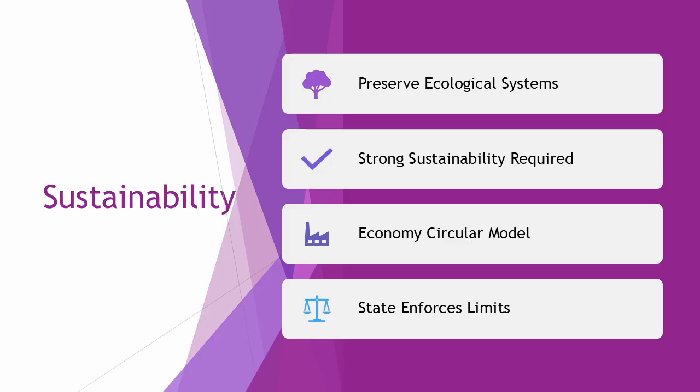The implications for sustainability are that the state must enforce ecological limits, society must adopt sustainable lifestyles, and the economy must shift to circular production. Based on the idea of sustainability, ecologists view human nature as adaptable and capable of living within ecological limits. Based on the idea of sustainability, ecologists view the economy as needing to function within the regenerative capacity of ecosystems.